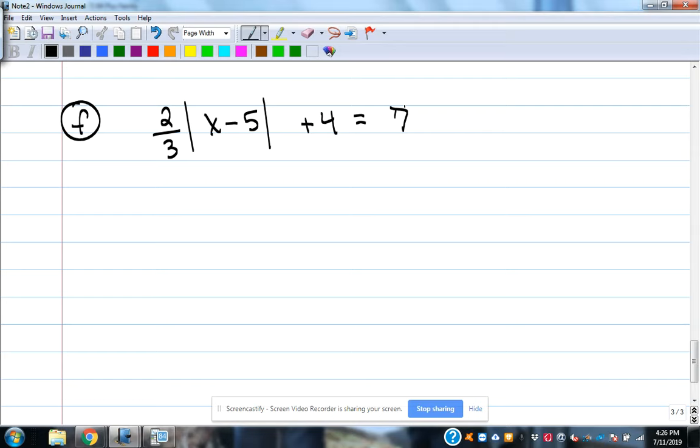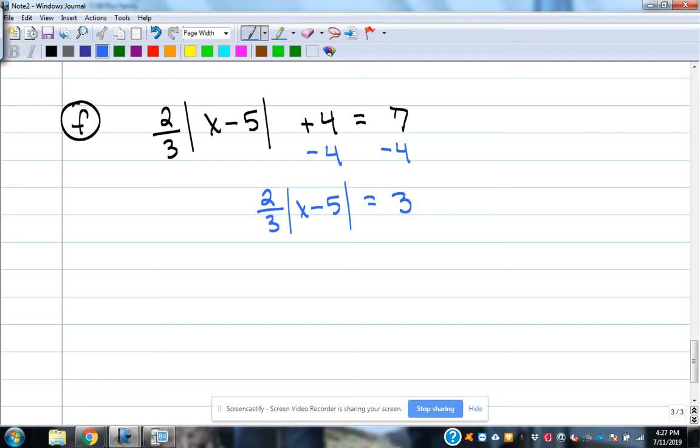So for this one, again, we're trying to get the absolute value stuff by itself. So we're trying to get this part isolated. That means we need to get rid of this thing and that thing on that side. First thing you want to get rid of are the things that are not connected to the absolute value by multiplication. So this 2/3 we're going to do last. Let's get rid of the 4 first, because it is not connected with multiplication. So we'll subtract 4, and that's going to give us 2/3 absolute value of x minus 5. 7 minus 4, that I can do, that's 3.